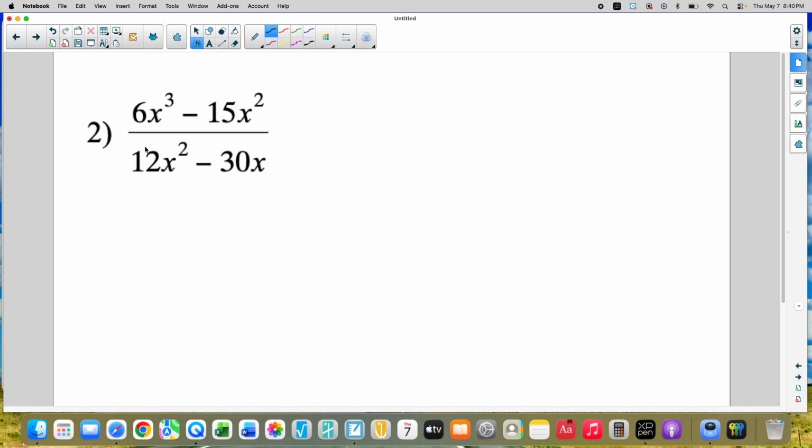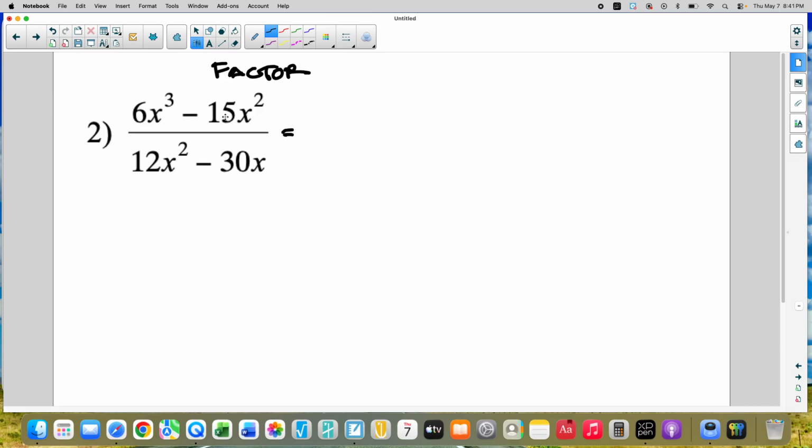Now, these are not multiplying each other. It's not a product. This is addition and subtraction. It is still simplifying, but we can't cancel the 6 and the 12 because it's being added to 15x squared. So what we want to do is we want to factor this. This is our first step, is factor the numerator.